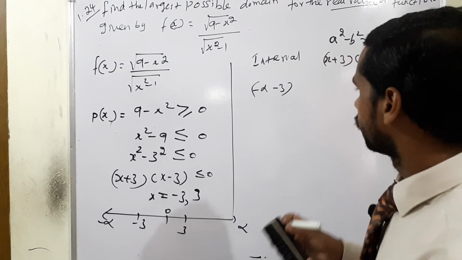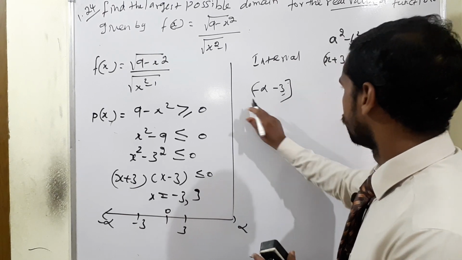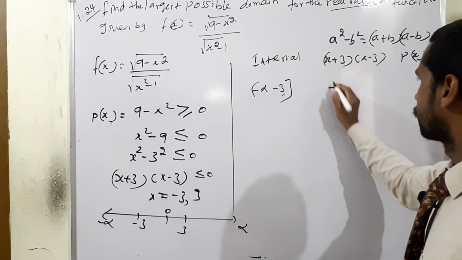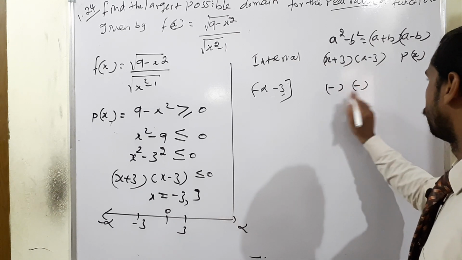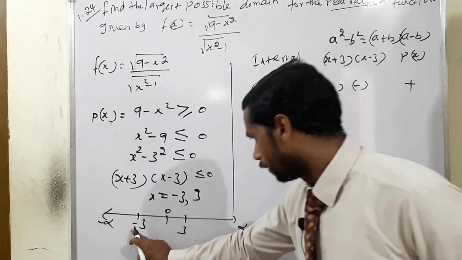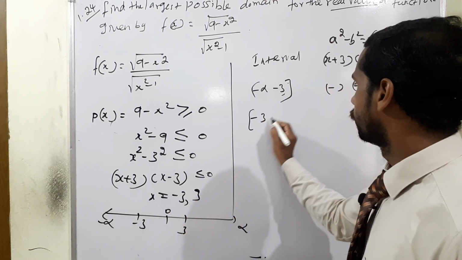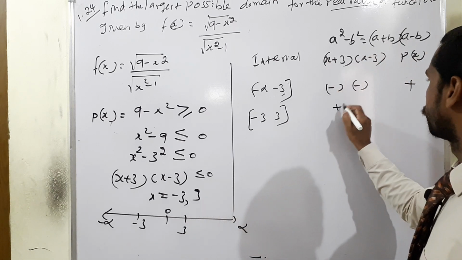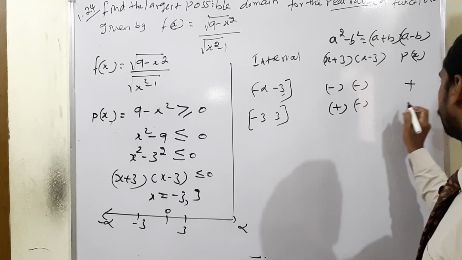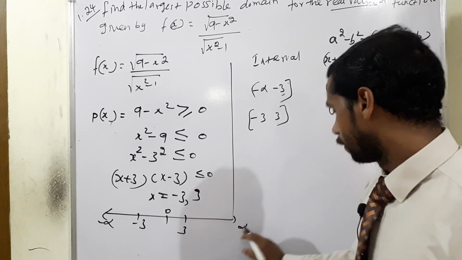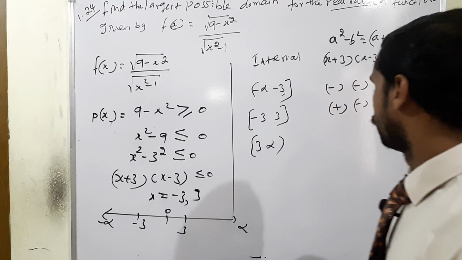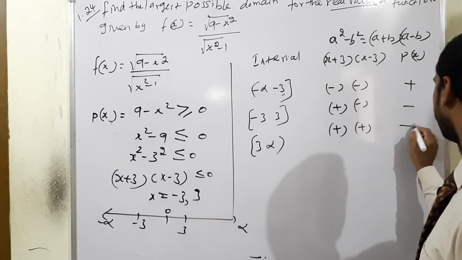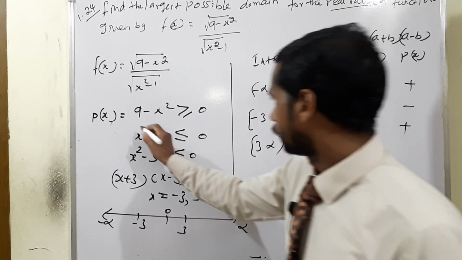Minus infinity to minus 3: this end is open, this end is closed. In between, take minus 4: minus 4 plus 3 gives minus sign, minus 4 minus 3 again minus sign, minus into minus gives plus. Next, minus 3 to positive 3: take 0. 0 plus 3 is positive, 0 minus 3 is negative, plus into minus gives minus. Next case, 3 to infinity: take 4. 4 plus 3 is positive, 4 minus 3 again positive, so plus will come.